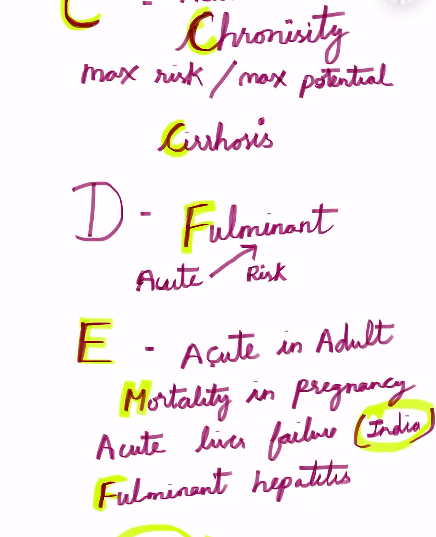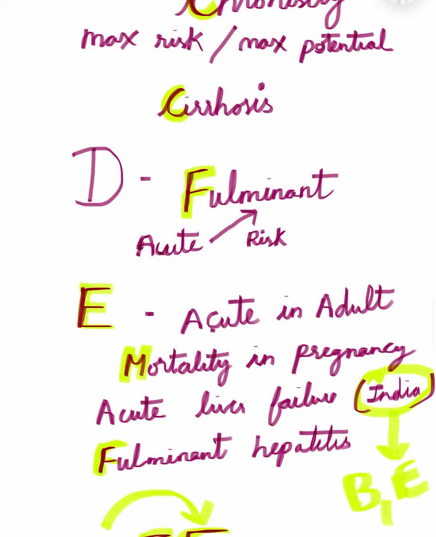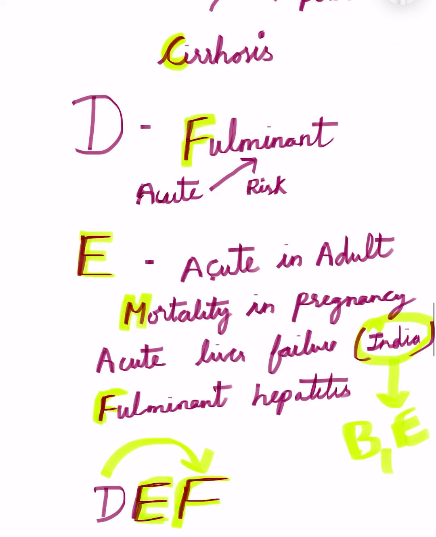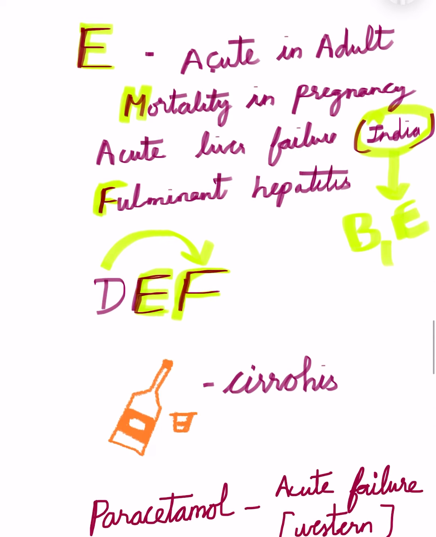We have two causes of acute liver failure in India, hepatitis B and E virus, and hepatitis E is the most common cause of fulminant hepatitis. The other causes: alcohol is the main cause of cirrhosis of liver, and in Western countries, acute liver failure is due to paracetamol poisoning. Paracetamol poisoning is the most common cause of acute liver failure in Western countries.